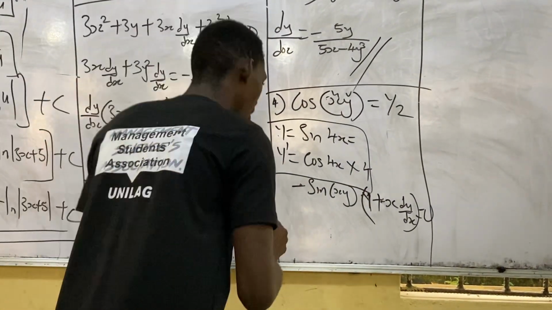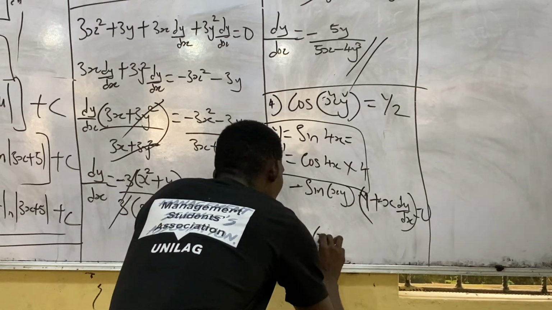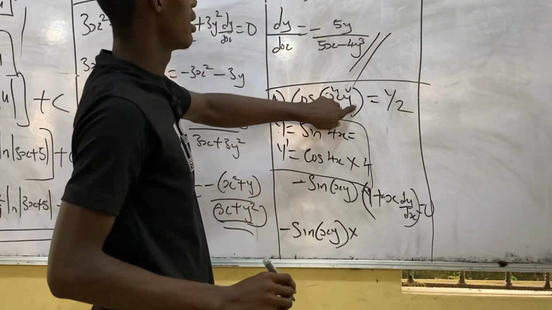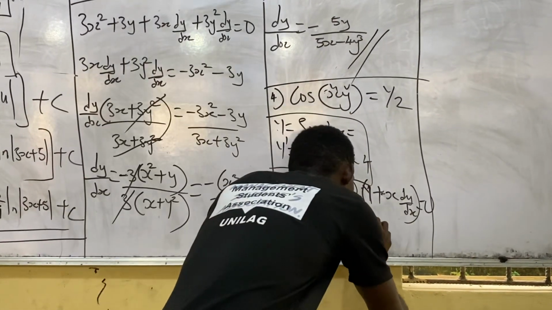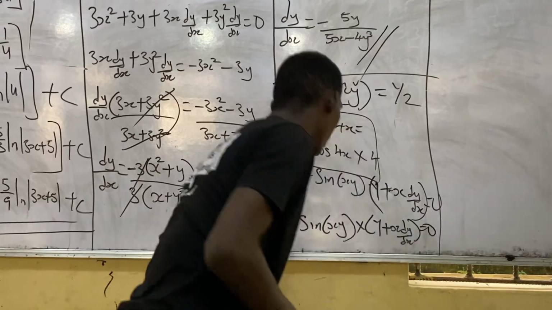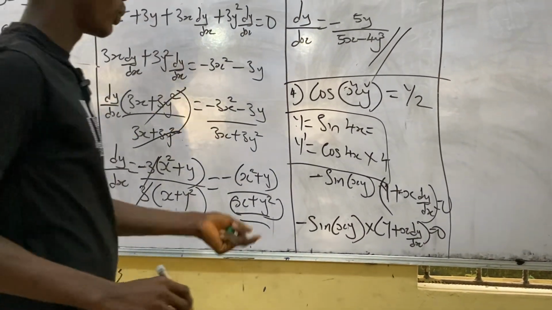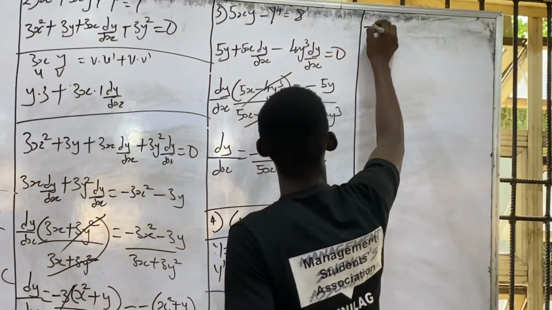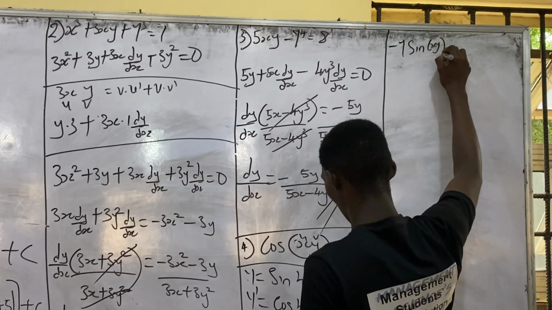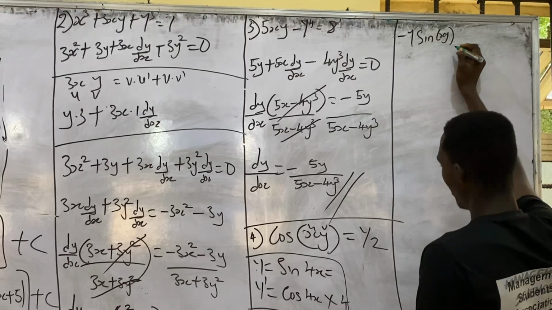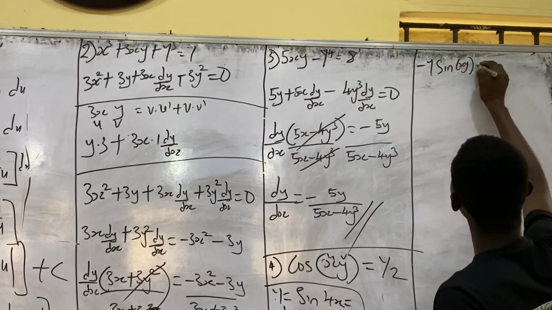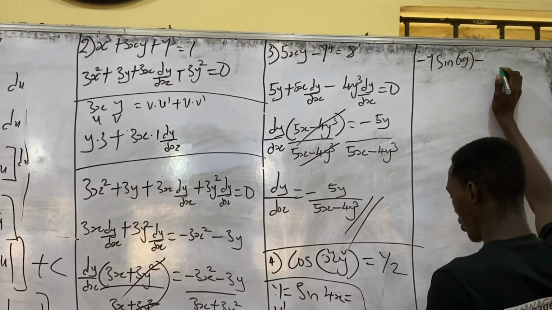Let me rewrite it in a cleaner form. Minus sine xy times the derivative of x times y. If we find the derivative of x times y, it gives us y plus x dy dx is equals to 0. So now once we have done that, we can expand. This will give us minus y sine xy. I'm multiplying it plus, so minus times plus will give us minus. I've multiplied this with the whole of this.